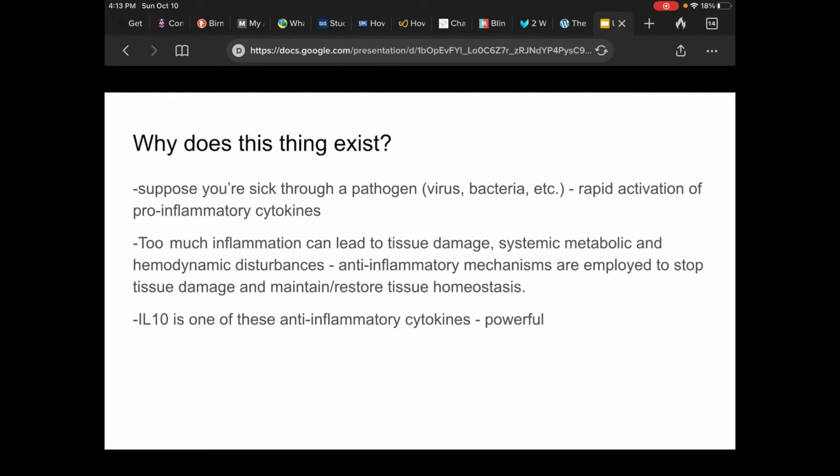Anti-inflammatory mechanisms are put in place to prevent the aforementioned tissue damage and to maintain/restore tissue homeostasis. IL-10 is an anti-inflammatory cytokine produced as part of these mechanisms, and a powerful one at that.